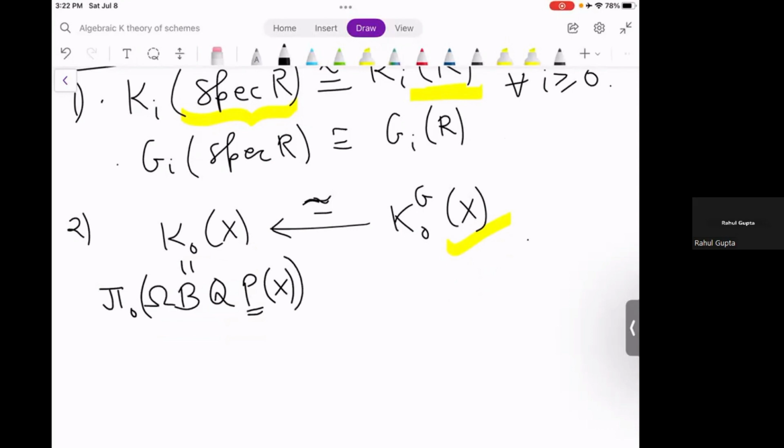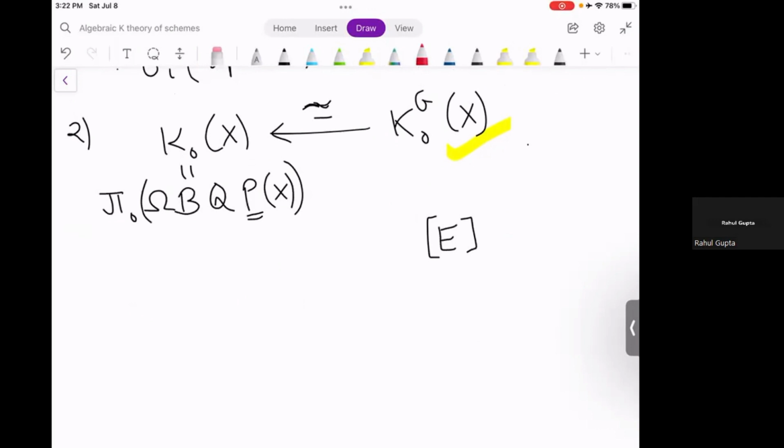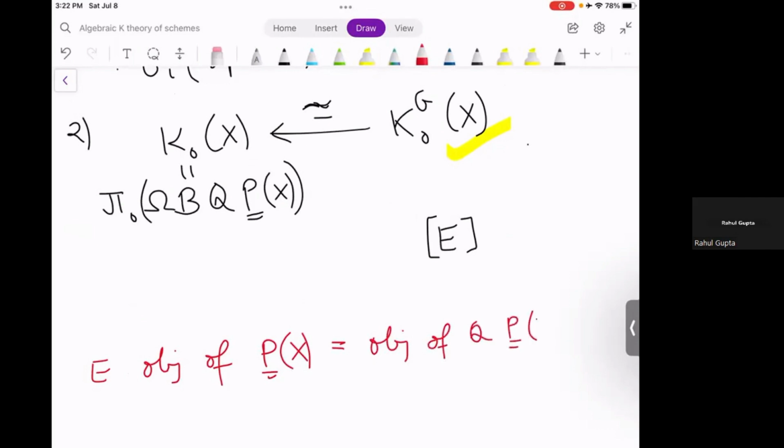Yeah. Okay, so here it is generated by a vector bundle. So let me take E to be a vector bundle over X, or a locally free sheaf over X. Now, this is an element of this category. So E is an object of P_X, which is the same thing as objects of QP_X, right?